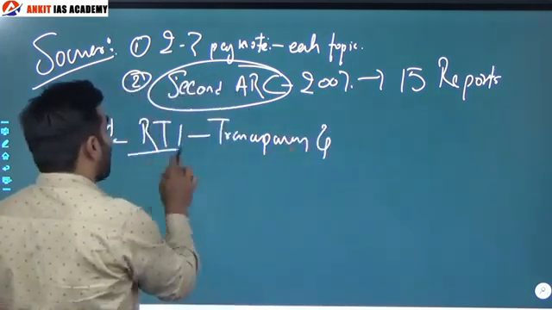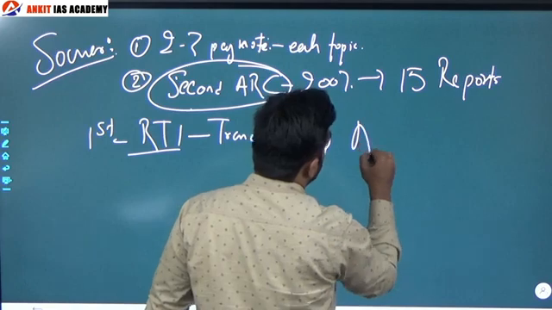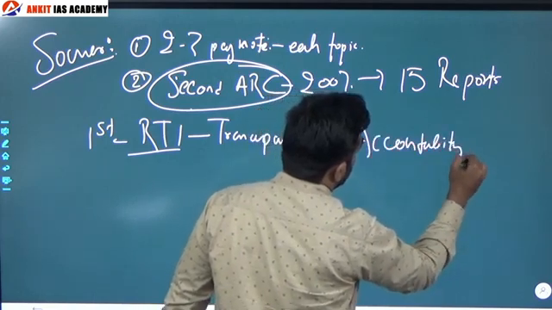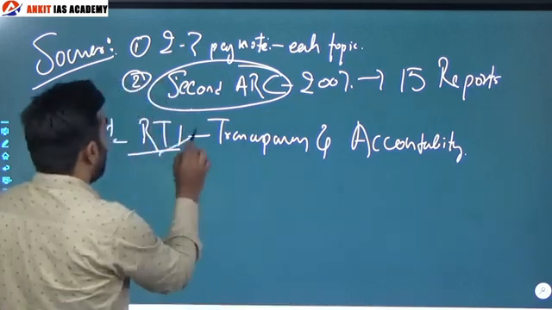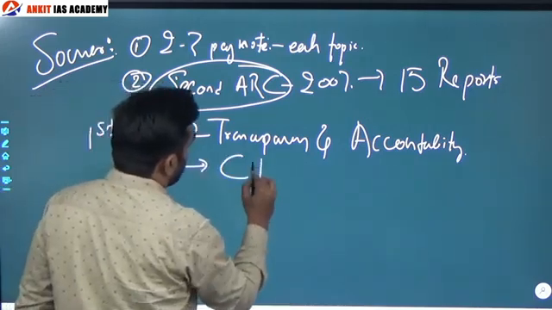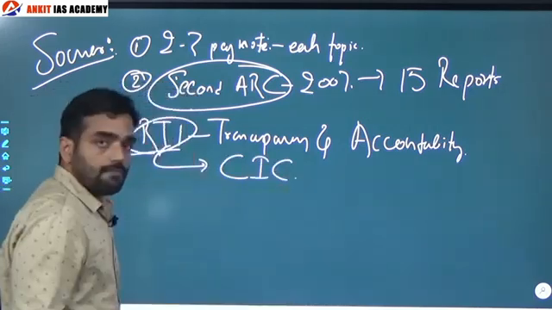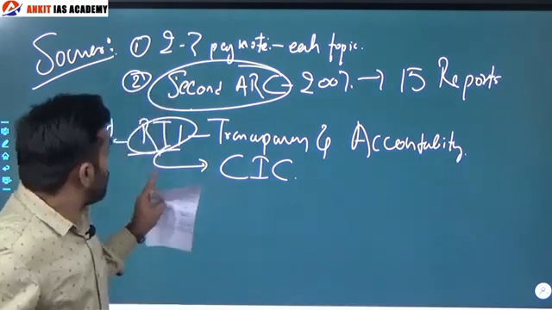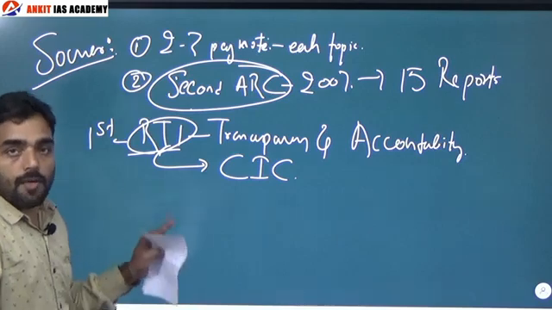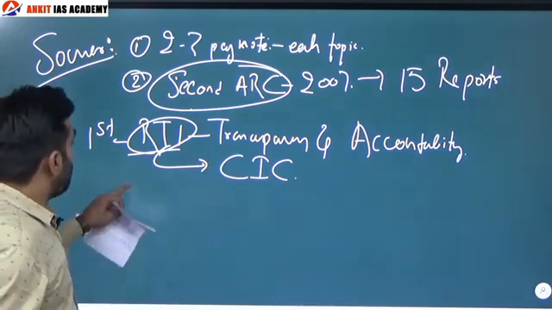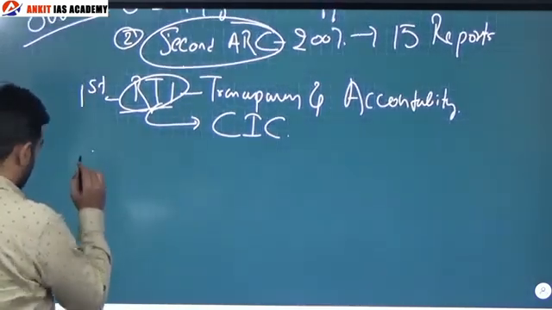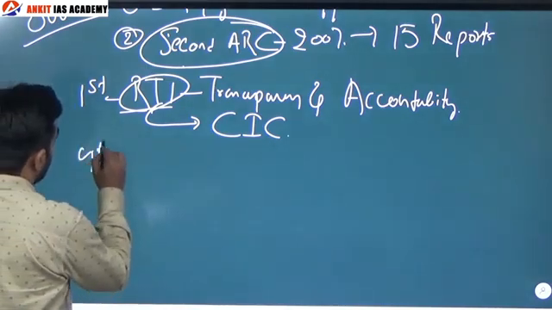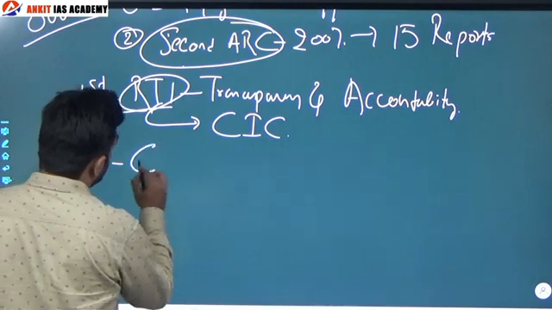Since it talks about transparency, it also becomes important for accountability. Since it is about RTI, it also talks about the Chief Information Commission. Fine. So the first is about RTI, transparency, accountability, CIC. The second report is not important. Come to the fourth report, that is ethics in governance.